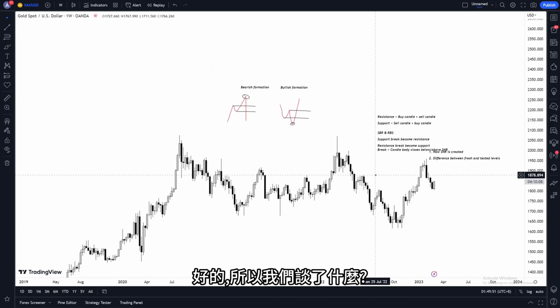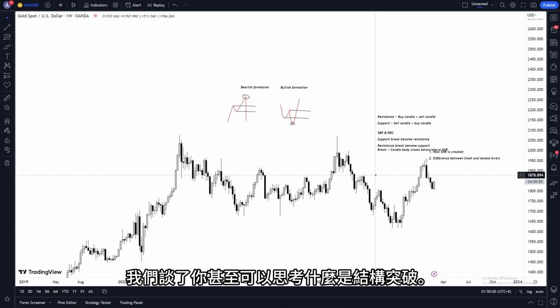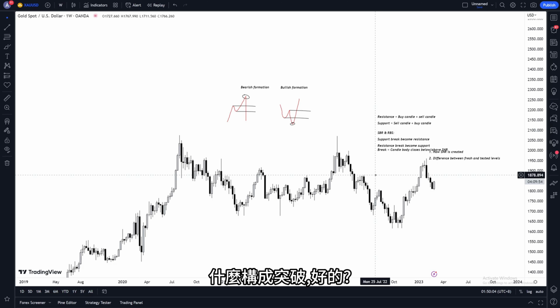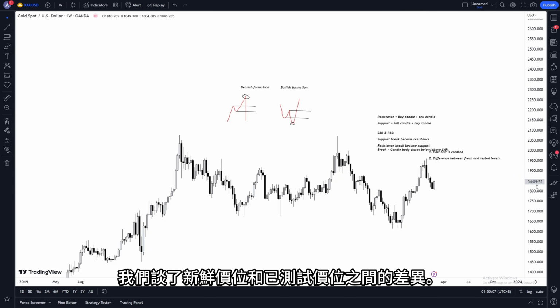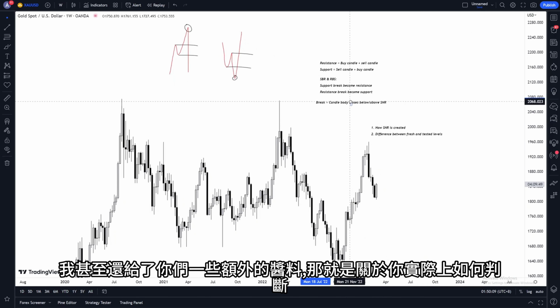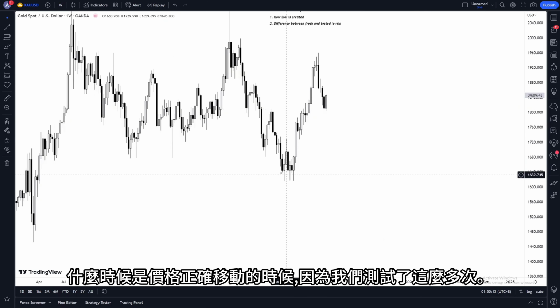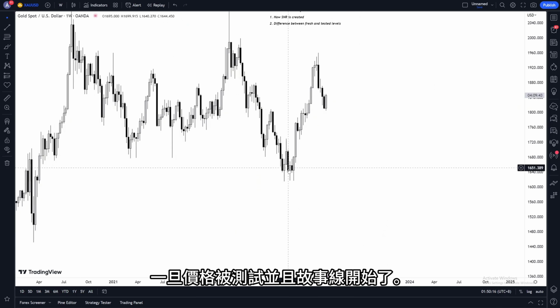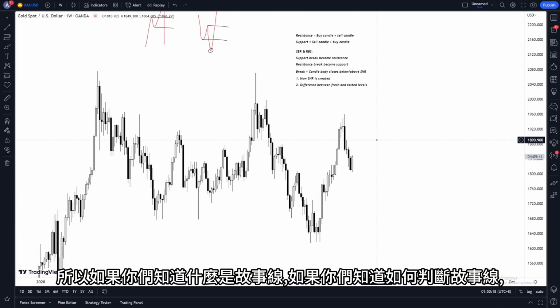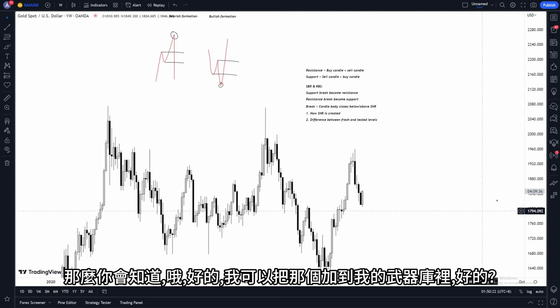Okay, so what have we talked about? We've talked about how resistance is created. We've talked about how support is created. We've talked about the meaning of SBR and RBS. We've talked about how you can think about what a break of structure is. What constitutes a break? We've talked about the difference between fresh and tested levels. And I've also given you some extra sauce, which is about how you can actually tell when it's time for price to properly move, because we test so many times. Once price is tested and a storyline is started. So if you know what a storyline is, if you know how to dictate a storyline, then you would know, oh, okay, I can add that to my arsenal.